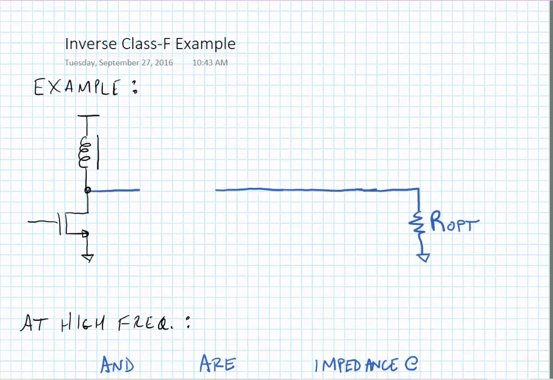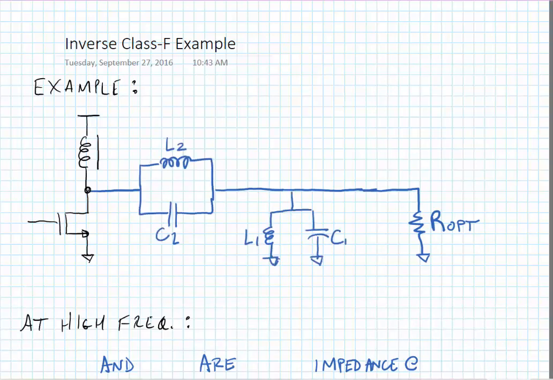Now we can design a simple example inverse class F, but most of the principles that we used for the class F in the prior lecture apply here. Here we've placed a parallel resonant circuit in series from the drain of the transistor towards the output resistance, and this is resonant at the second harmonic. And we have a shunt parallel resonant network in parallel with the optimum termination resistance, and this is resonant at the fundamental.